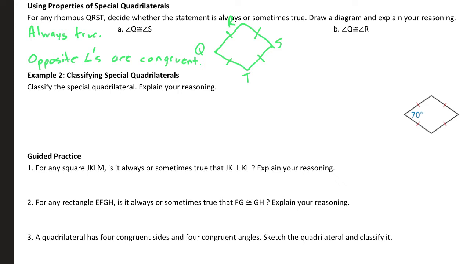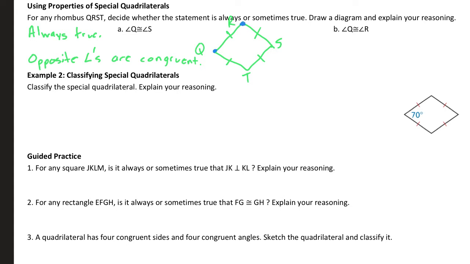So opposite angles are congruent. So since this rhombus is also a parallelogram, the opposite angles are congruent. Okay? So Q and S are always congruent in that rhombus. Now, in part B, is Q, I'm going to use blue for this, is Q congruent to R?